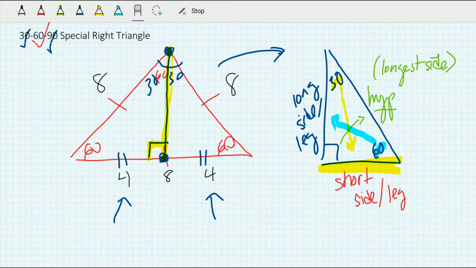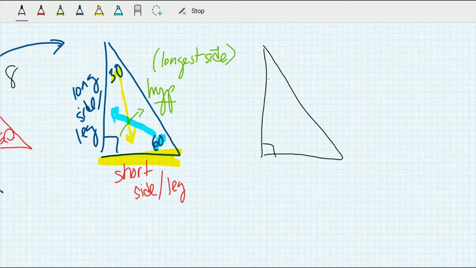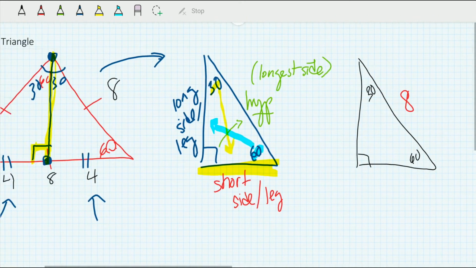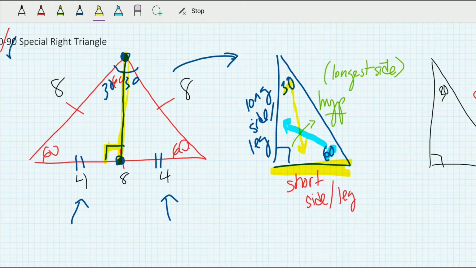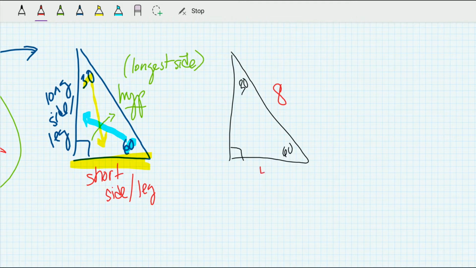So let me actually use the numbers now. Let me use the numbers, 8 and 4. In this one, once again, don't lose track of where the 30 should go and where the 60 should go. So we have that this one is considered to be 8, because remember, it comes from the initial equilateral triangle. And then the short side is going to be equal to 4, and we don't know what the long side is going to be. So we have 8, we have 4 here, and then we have no idea, so it'll be an x.